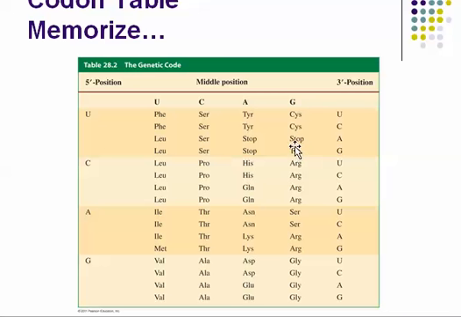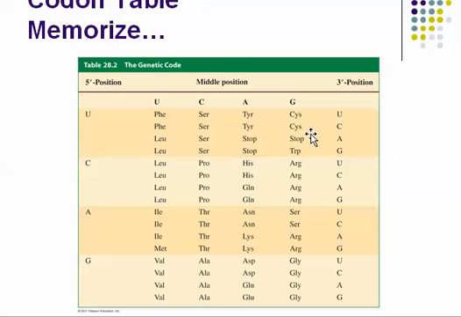And UGA means the production has stopped. No more amino acids will be brought in. The protein has been assembled, and now it needs to be cleaved off. So there's one of the stop codons.